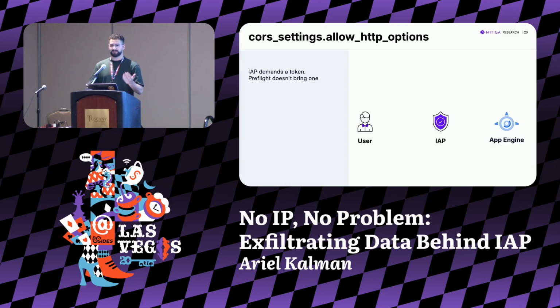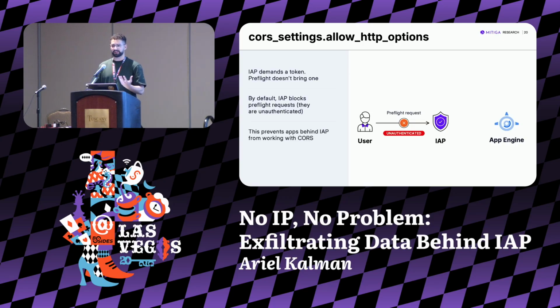So, like we said in the beginning, when the user sends requests to the application, if they are unauthenticated, it blocks by the IAP immediately. And preflight requests are unauthenticated. So it means that every request from the user to the application, which is unauthenticated, including these HTTP options requests, are blocked by the IAP when you use it to protect an application. And this prevents applications that use CORS from working behind IAP.